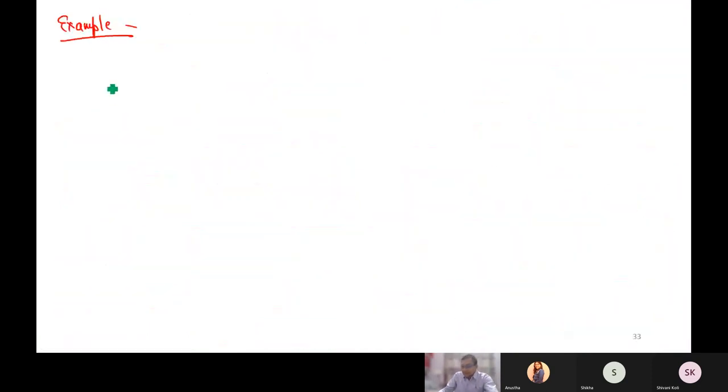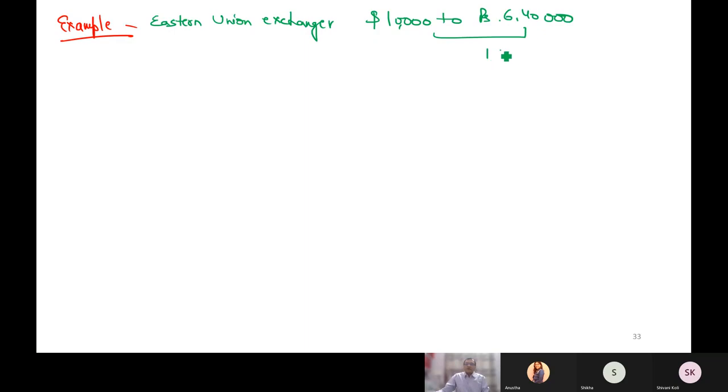Now, what is the example? Eastern Union Exchanger, supplier, has exchanged $1,000, or you can say 10,000, to rupees 6,40,000. Now by default it means $1 is equal to rupees 64. The question says, what is the value of supply?